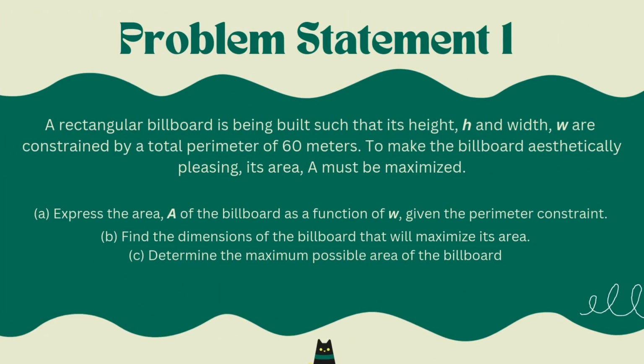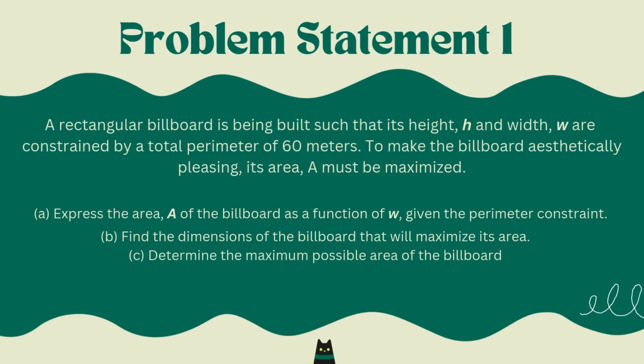Problem statement. A rectangular billboard is being built such that its height, h, and width, w, are constrained by a total perimeter of 60 meters. To make the billboard aesthetically pleasing, its area, A, must be maximized.